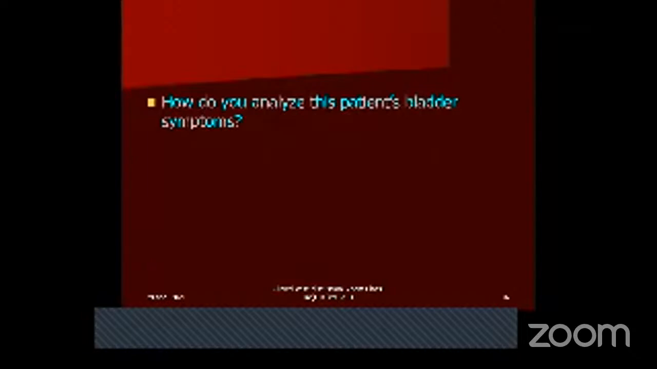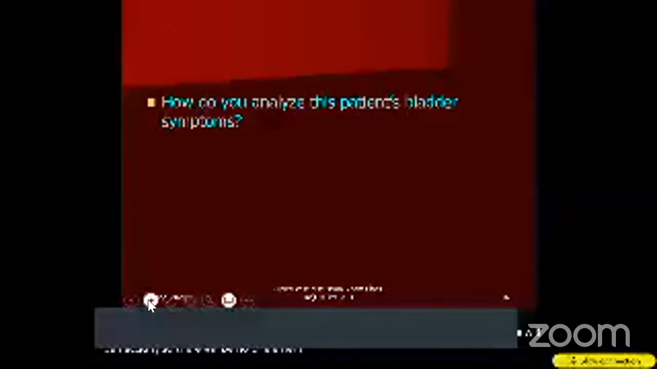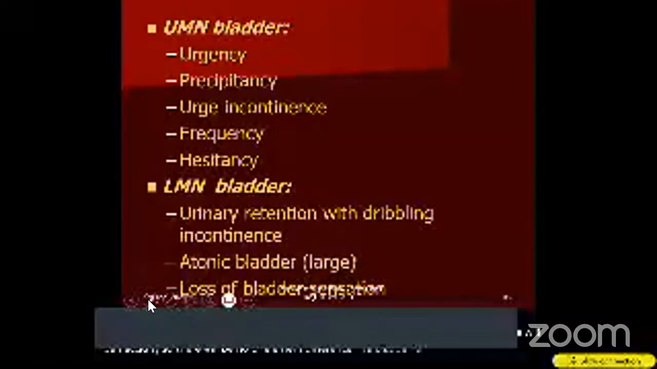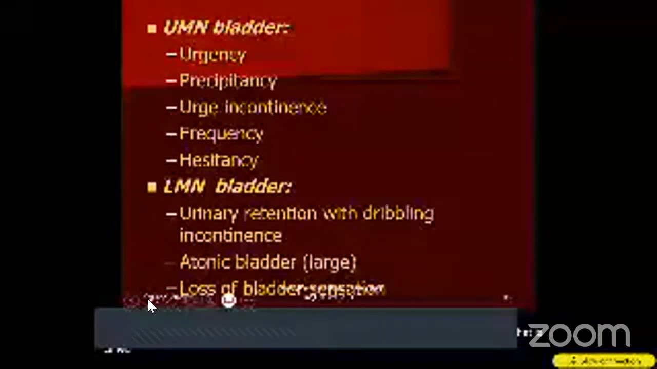In acute spinal cord injuries, there will be flaccidity. So there will be no UMN or LMN difference. The bladder is totally incontinent. That is called the spinal shock stage. Okay, you have urgency, precipitancy, urge incontinence in the UMN bladder; urinary retention with dribbling incontinence, atonic bladder, large bladder, and loss of bladder sensation in the LMN bladder. These are the characteristic features.